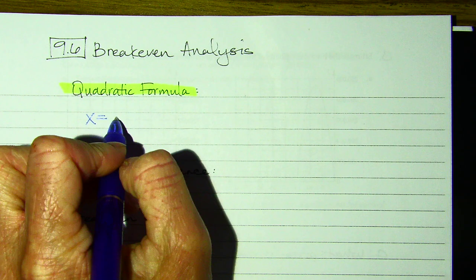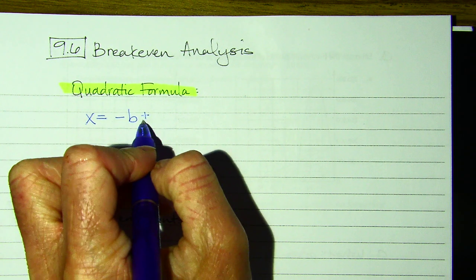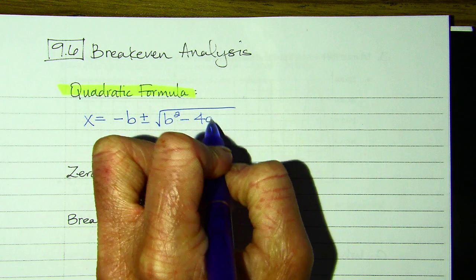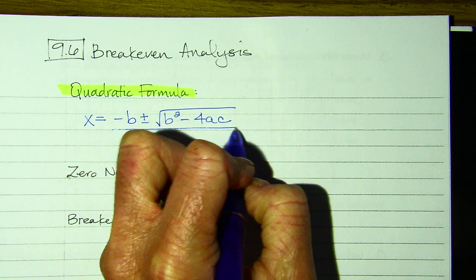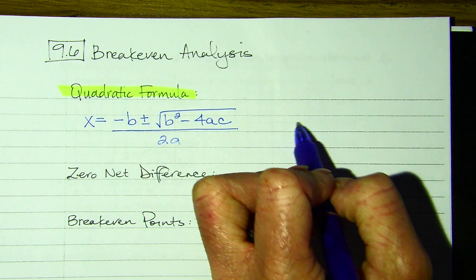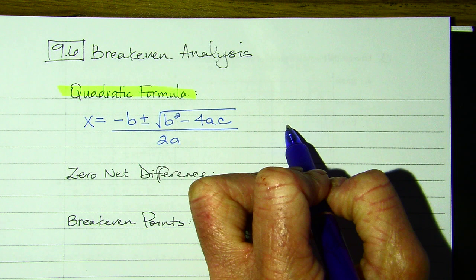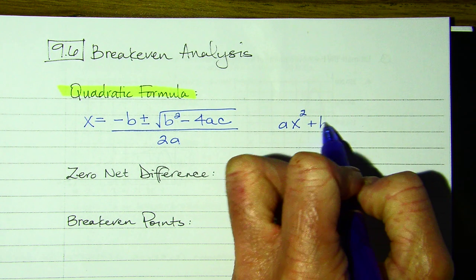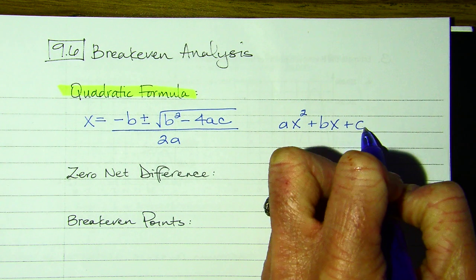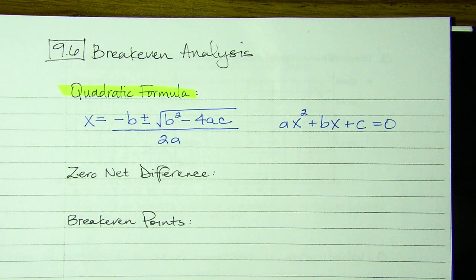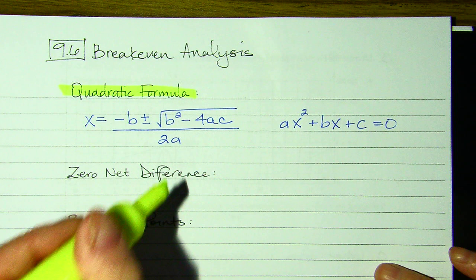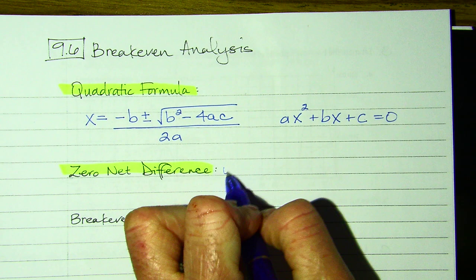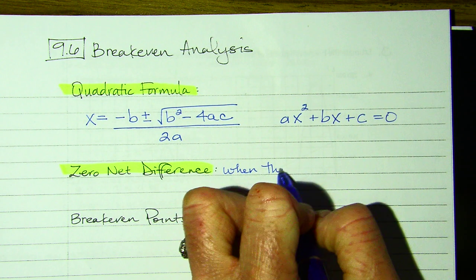So x equals negative b plus or minus the square root of b squared minus 4ac all over 2a. And this is where we have a second degree equation where a is the term in front of the letter squared, b is the term in front of x, and c is your constant, or the number that doesn't have a letter.